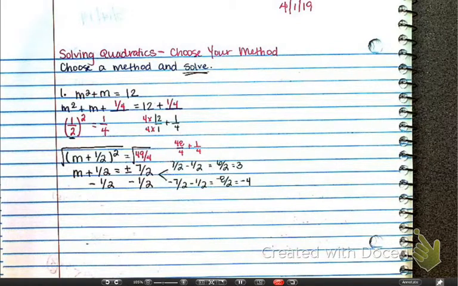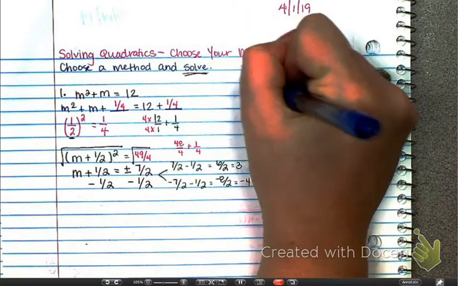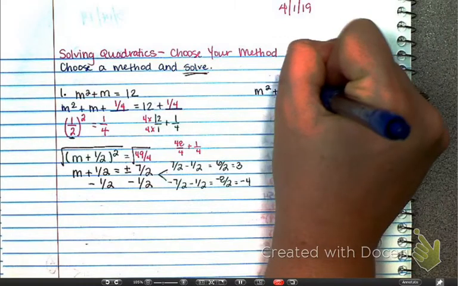So I will give you a hint. Well, it's not even a hint. I personally use completing the square as my absolute last resort. My favorite thing to use, if at all possible, is factoring. I know I'm good at factoring. Could I solve that problem by factoring? What would I need to do to solve it by factoring? Subtract 12. So m squared plus m minus 12 equals 0.